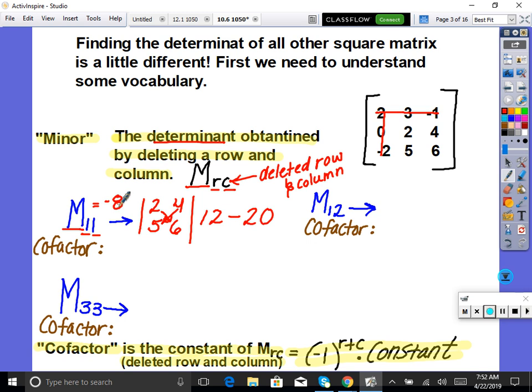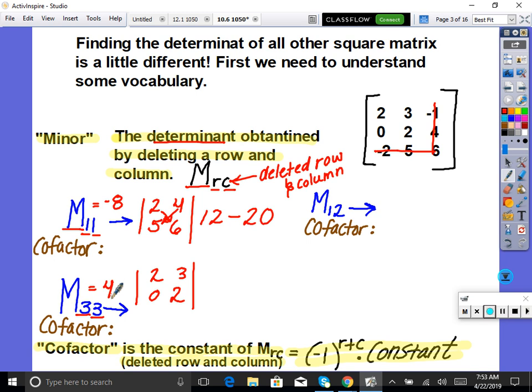All right, let's do another one. This says find the minor, deleting row 3, column 3. So I'm going to erase this, and now I'm going to delete row 3, column 3. Row 3 would be this, column 3 would be this. Then we have our determinant 2, 3, 0, 2. So we would do 4 minus 0. Does everyone see how I did that? So this would equal 4.